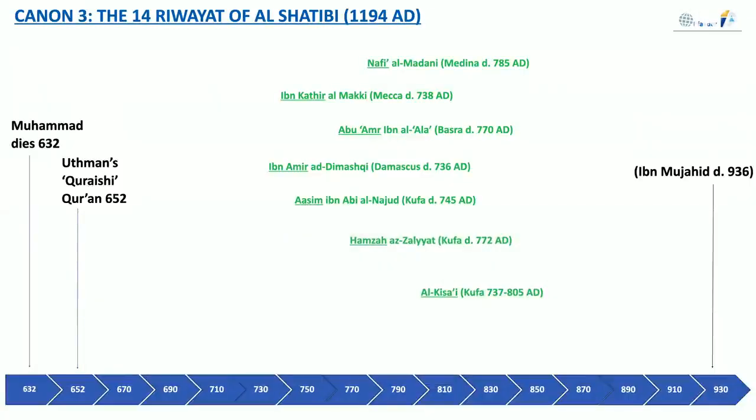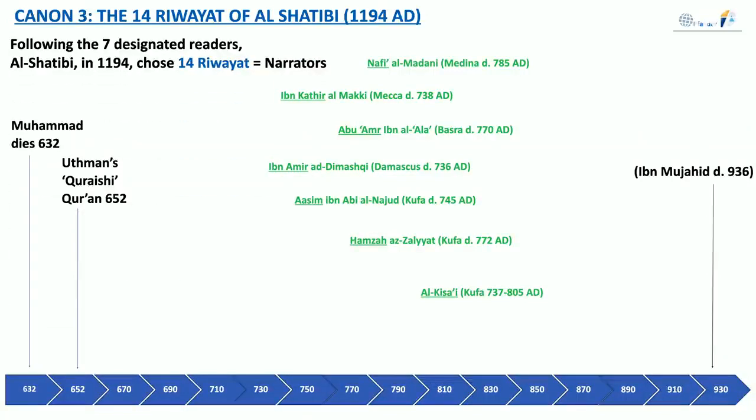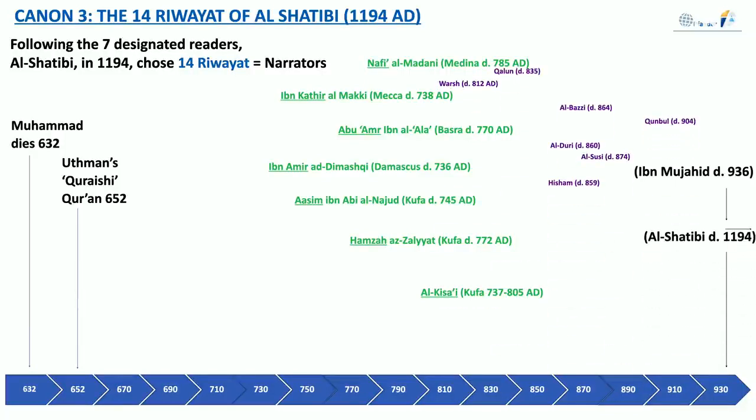We've already talked about canon 2. There it is. Let's go and see what we have here. Following this, we have 7 designated readers. Al-Shatibi, is that how you pronounce it? Shatibi, yeah. In 1194 chose 14 rawat. And we're going to bring them all up here, the 14 rawat. There you are. Each one of those 7 readers is given 2.